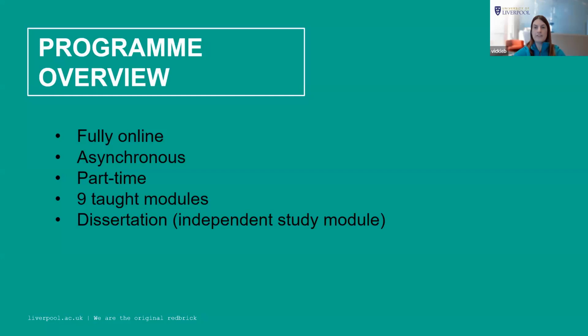So we wanted to understand that a little bit more and see how we could improve the research experience for the students and equip them better in preparation for the dissertation module. So what is the pathway?